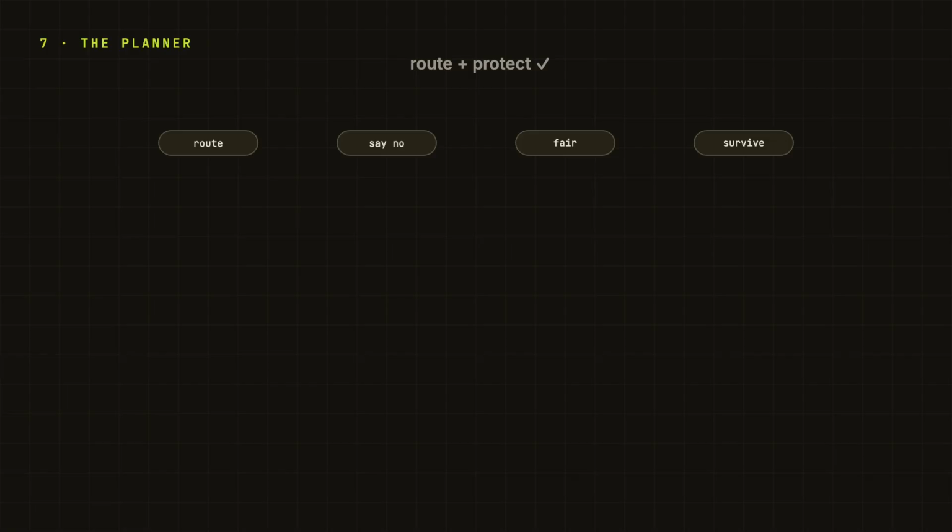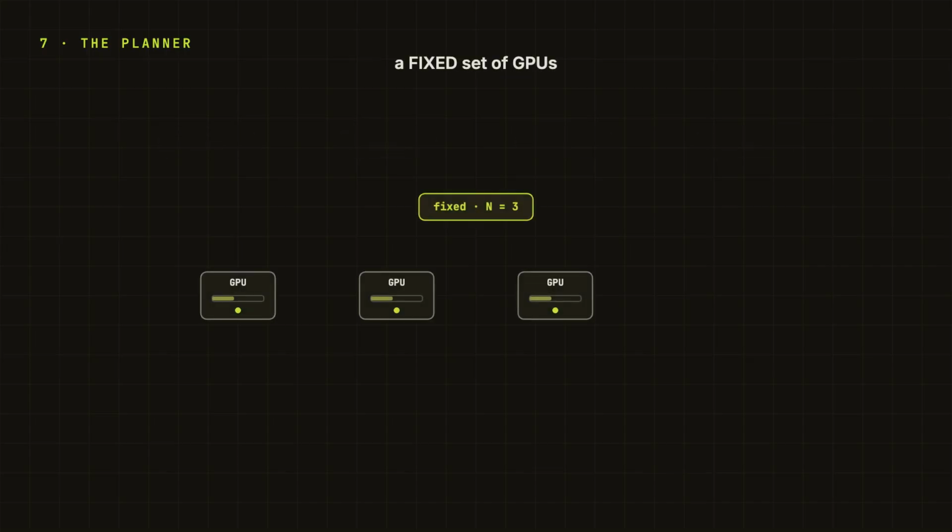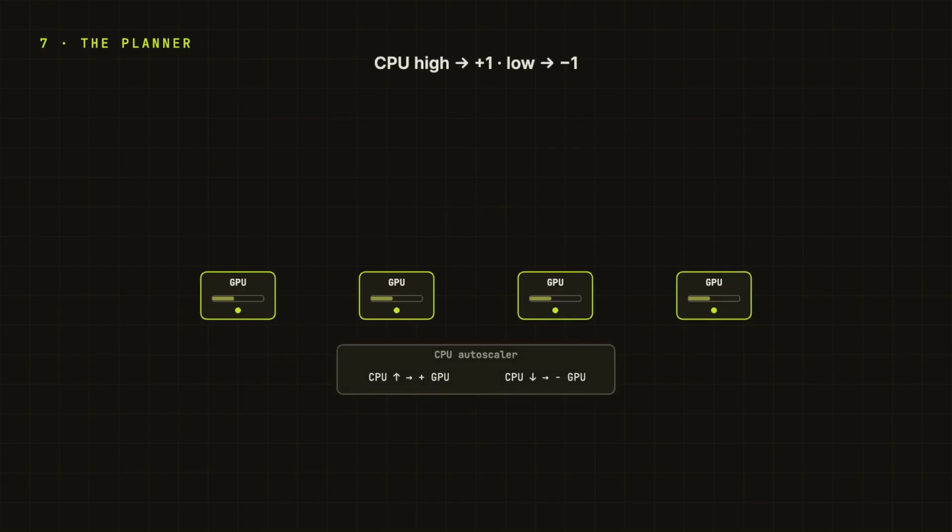So the fleet can route smartly and it can protect itself, say no, share fairly, survive a death. But every bit of that works with a fixed set of GPUs. So the slow loop is the one that changes that number. Sometimes the honest answer to "everyone's overloaded" isn't to reject more, it's to add machines. Auto scaling, and again, we think we already know this one. Watch CPU usage, high means add a server, low means remove one, standard.